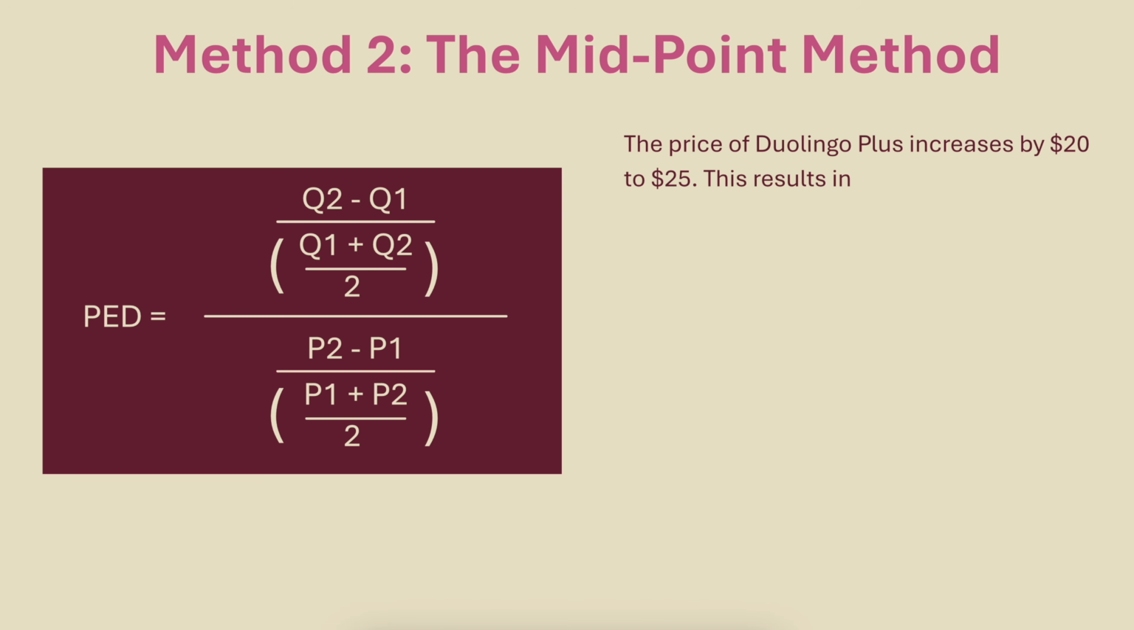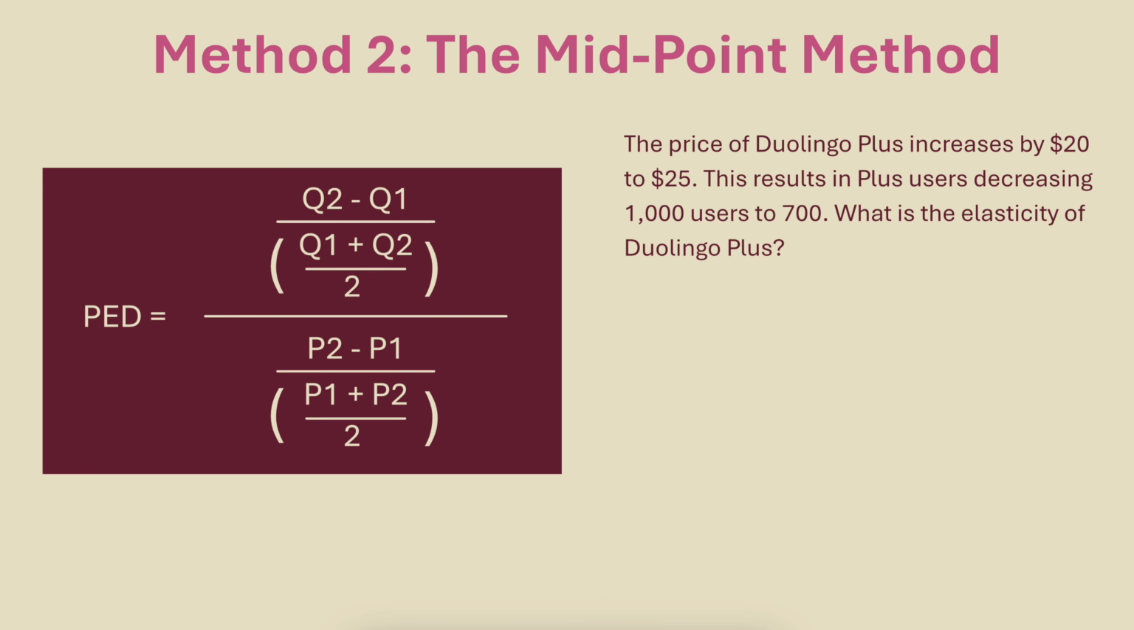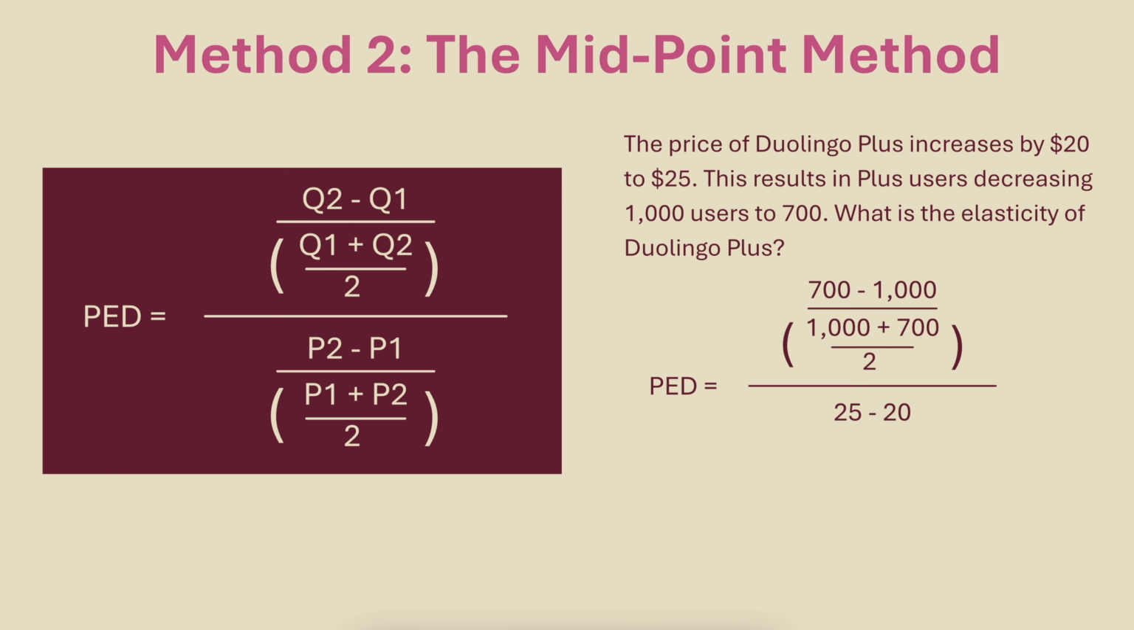The price of Duolingo Plus increases by $20 to $25. This results in Plus users decreasing from 1,000 users to 700. What is the elasticity of Duolingo Plus? Alright, the new quantity, Q2, is 700, minus the old quantity, Q1, which is 1,000. Put that over Q1, 1,000, plus Q2, 700, divided by 2. Now we divide all this by the same thing for the price change. The new price, P2, is 25, minus the old price, P1, is 20, divided by P1, 20, plus P2, 25, over 2. There we go, no more numbers.